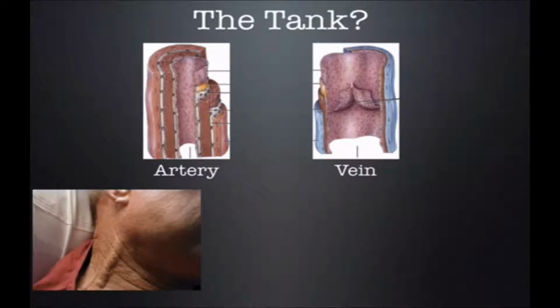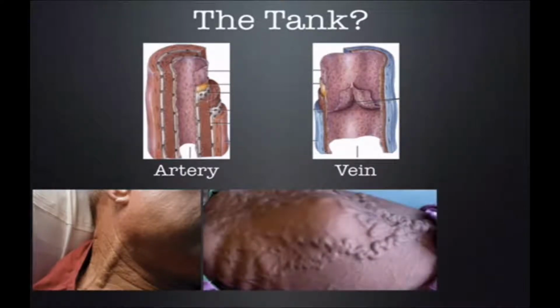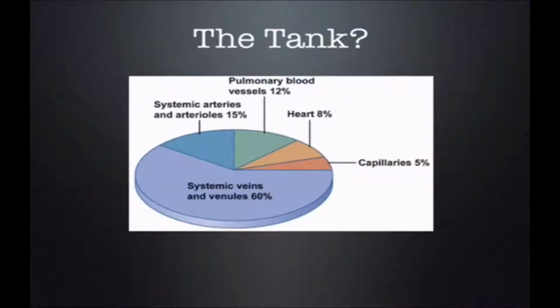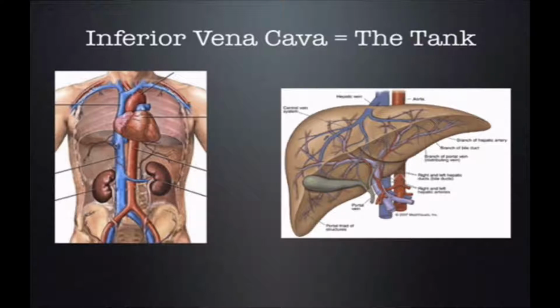So think about jugular venous distension. Think about a caput medusa. Or you can think about varicose veins, all high pressure situations where that vein dilates up and holds more volume. Now, if you look at a little pie chart here, which I've put in, the systemic veins and venules hold approximately 60% of our circulating blood volume. So that's why we call the IVC the tank. All right.